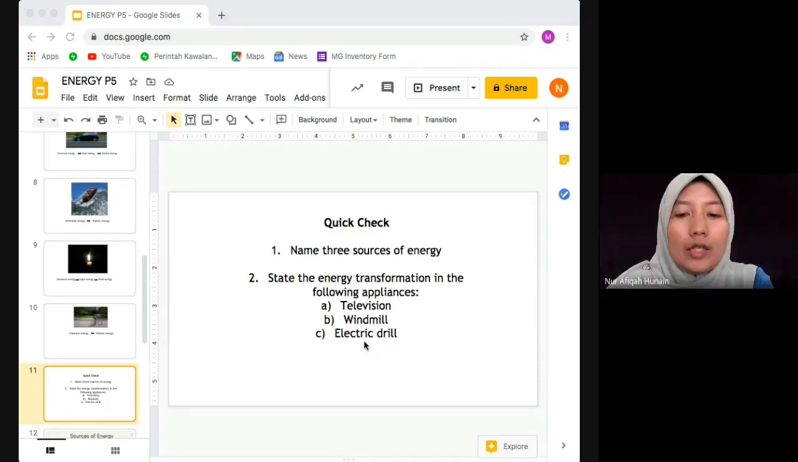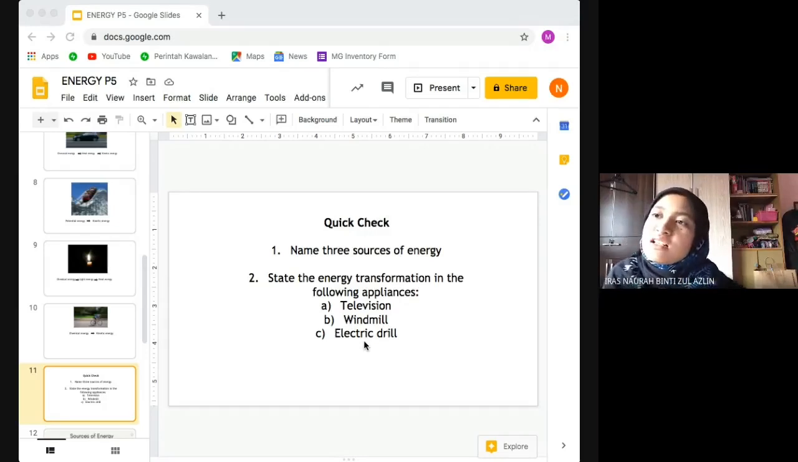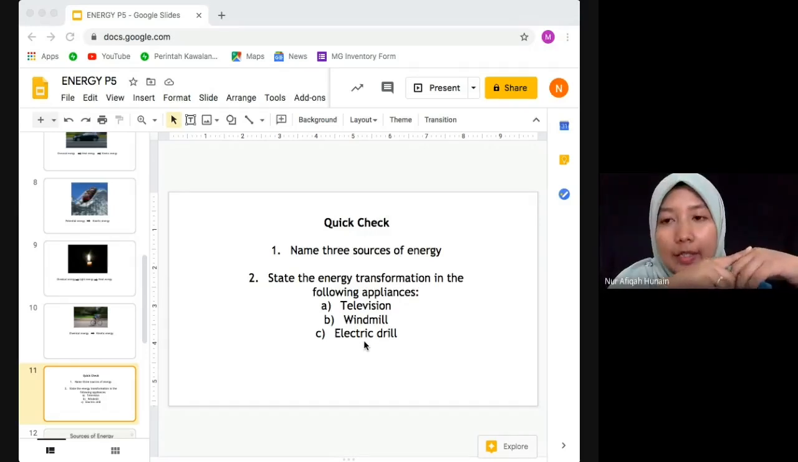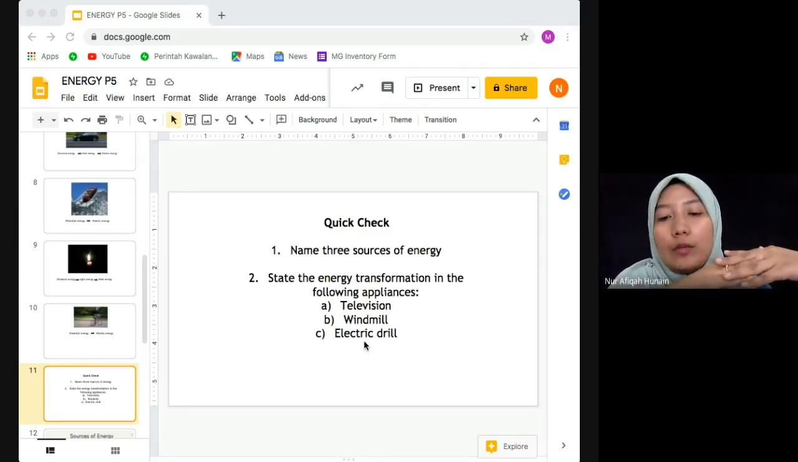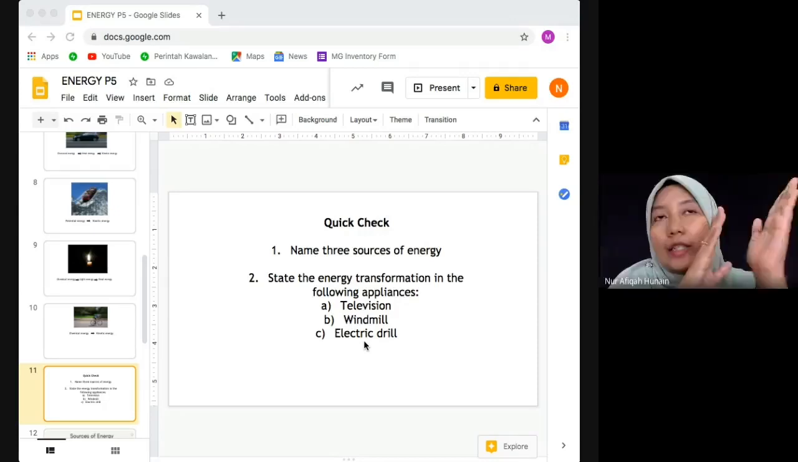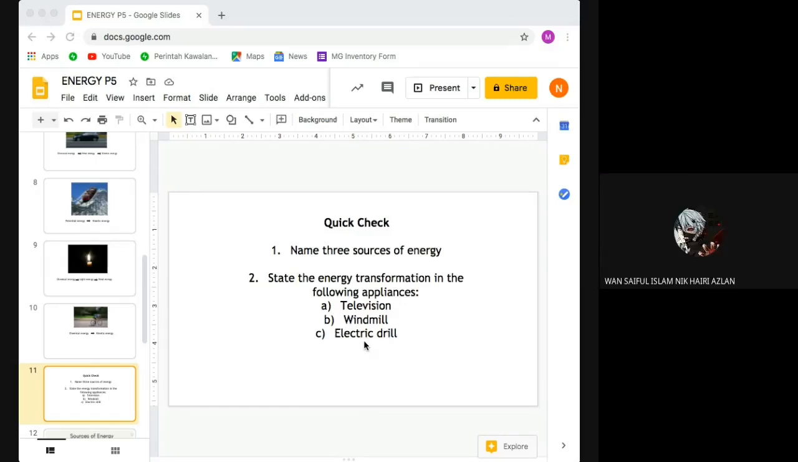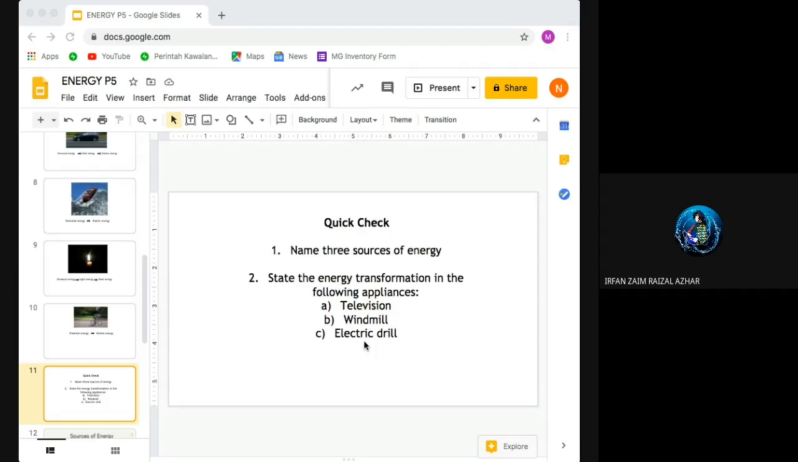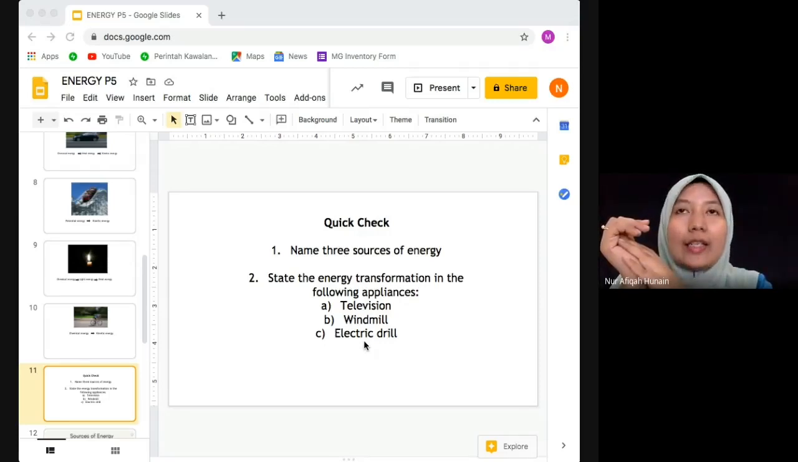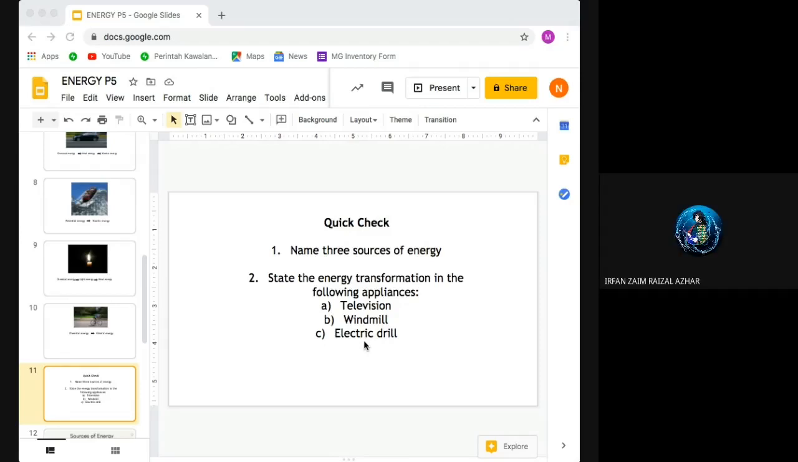What kind of energy does the electric drill use? Electrical. Okay, first we start with electrical energy, then kinetic energy, and then sound energy. Electrical energy, kinetic energy, equals to sound energy.